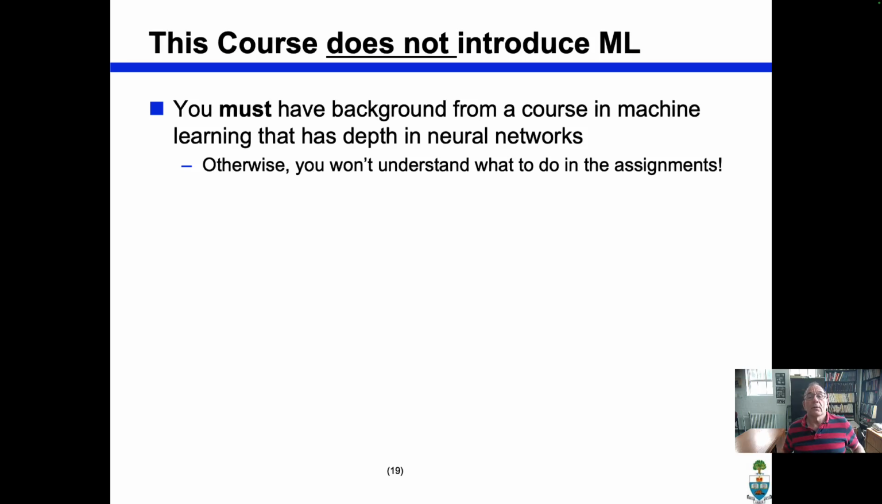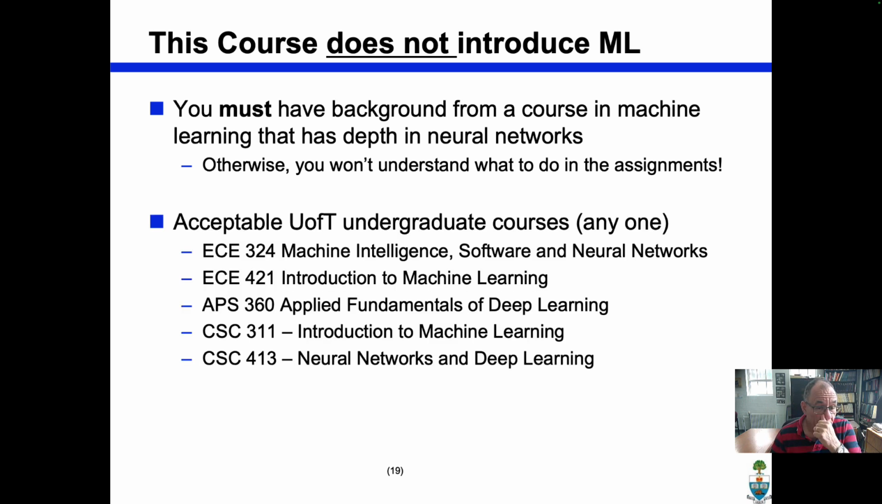Well, the course does not introduce machine learning. You must have a background from a course in machine learning that has some depth in neural networks. As I say, you won't be able to understand the assignments. I listed those U of T courses, ECE 324 in the engineering science program, ECE 421 in both engineering science and ECE. APS 360 is available to all undergrads in engineering, applied fundamentals of deep learning, and CSC 311 and 413 are also good background courses.